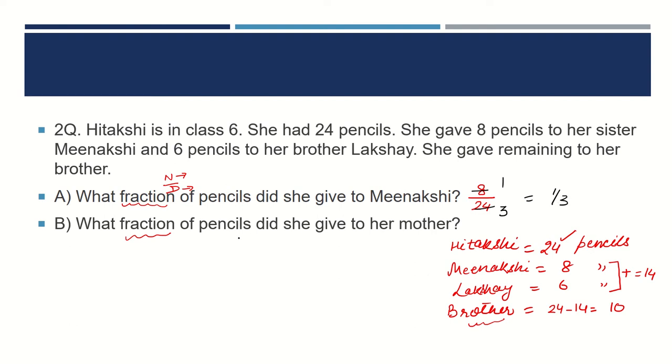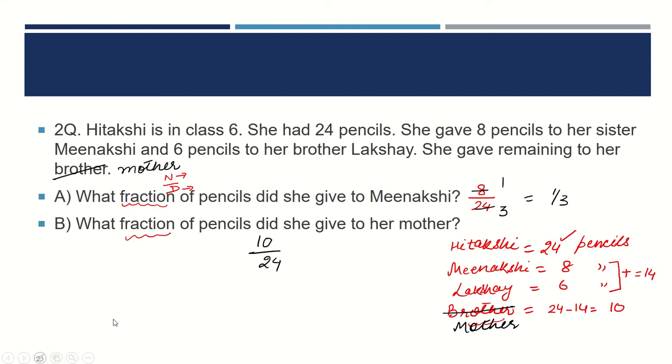Next is, what fraction of pencils did she give to her mother? Now 10 pencils she had given to her mother. What fraction of pencils did she give to her mother? So I will write 10 pencils given to her mother out of 24. So the second answer is 10 by 24.